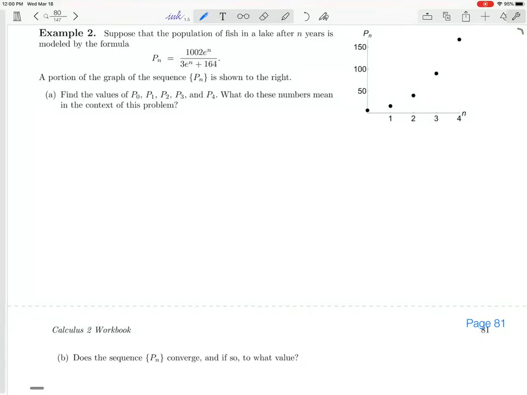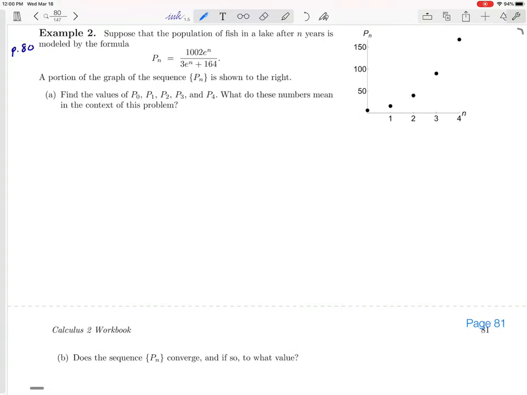In this example, we are going to look at example 2 on page 80 of your workbook. And this is another example of a sequence, which we talked about in a previous example, but this time the sequence is given to us in the form of a formula. Let's read through the first part of this example together.